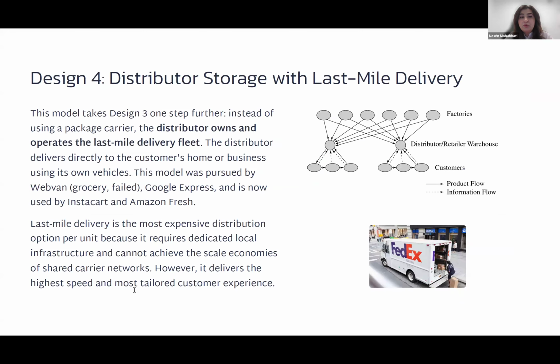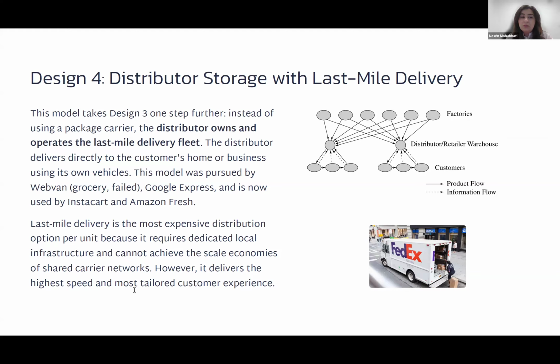The next design is distributor storage with last mile delivery. I'm sure that you hear about last mile delivery so often these days. There are so many new companies actually doing last mile delivery. For example, Instacart or Amazon Fresh. You can place an order on Amazon Fresh and they deliver the same day. So you can purchase different kinds of groceries and stuff. The same with Instacart, right? So the same day delivery, because it's a last mile delivery, meaning that it's a very short distance, close to the customer, and the goal is to fulfill customer demand.